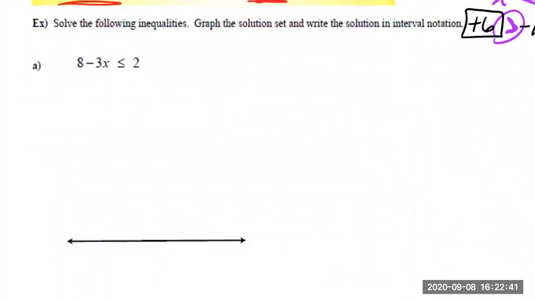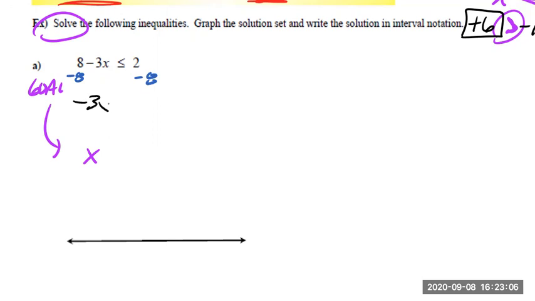It says solve the following inequalities, graph the solution set, and write the solution in interval notation. So again, when we're going to solve, our goal is to get x on one side. We're going to isolate the variable term. So I'm going to get rid of this 8. We'll zero that out on both sides, and we're left with -3x is less than or equal to -6. And we don't change the sign because we're just attaching a term.